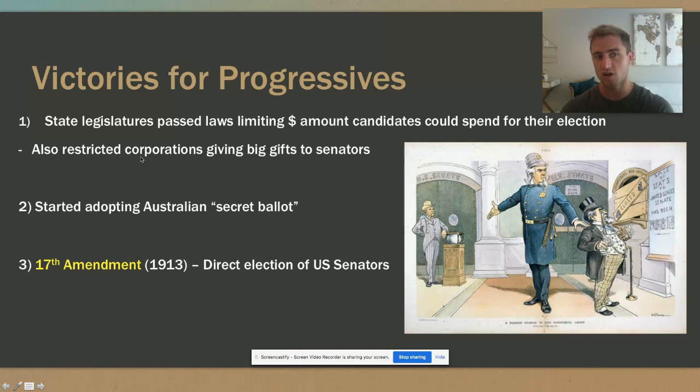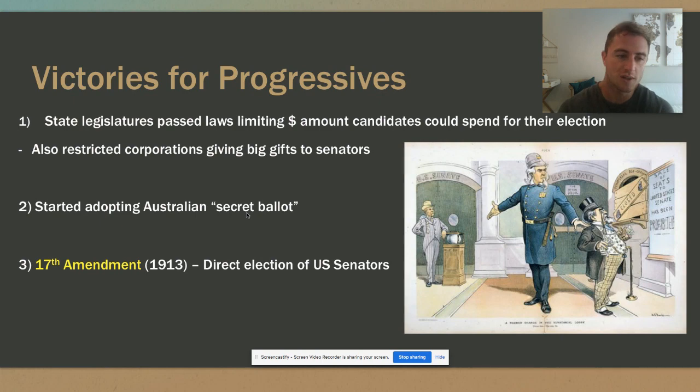They also started to try to restrict corporations giving big gifts to senators to keep the senators beholden to them, the trusts. The secret ballot, at the time called the Australian secret ballot, we would just know now as our uniform system of voting, in which someone goes into a poll and it is unknown which party they are part of or how they are voting, because when they arrive with their voting materials, there is no colored envelope that shows they're going to be voting Republican or Democrat or what have you. That is, the secret ballot is done in secret, and so it prevents voter intimidation and those sorts of tactics.